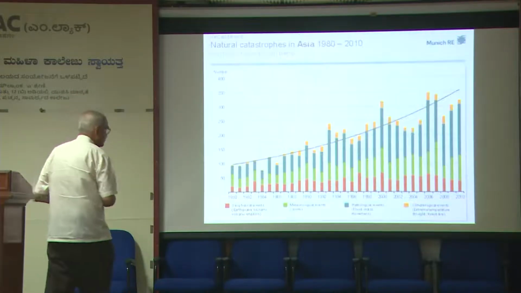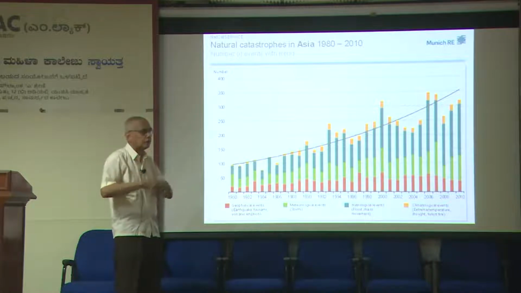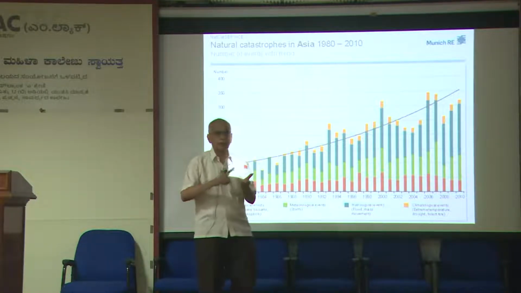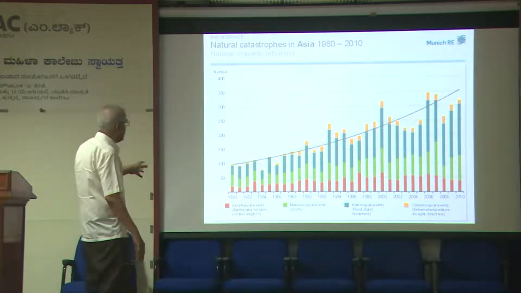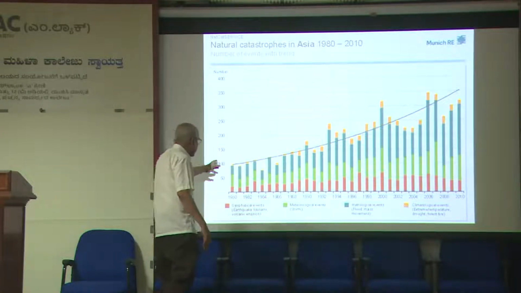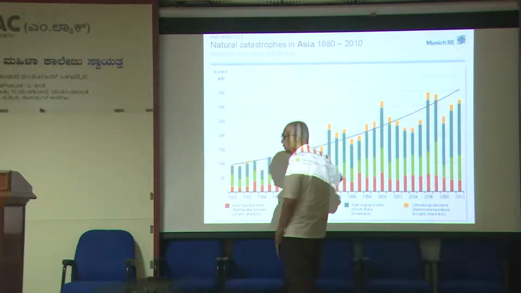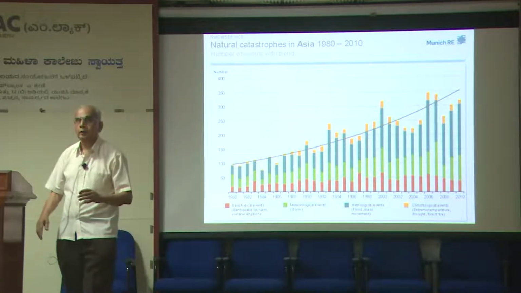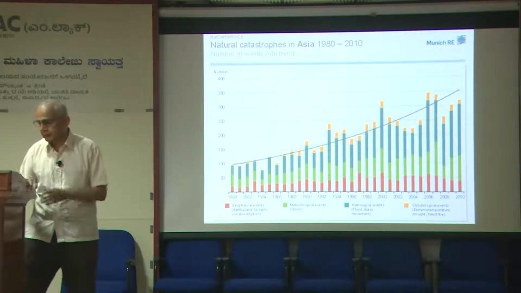Okay, next. Now, because of the increase in temperature, the moisture goes up in the atmosphere, and because of that, extreme weather events are increasing. Storms, floods, droughts, all are increasing, and this is the increase in Asia from around 100 per year in 1980. It has already gone up to 300, 400 by 2010. Okay, so that's a major concern. We are seeing more heavy rainfall, more floods because of the increase in temperature. Next.